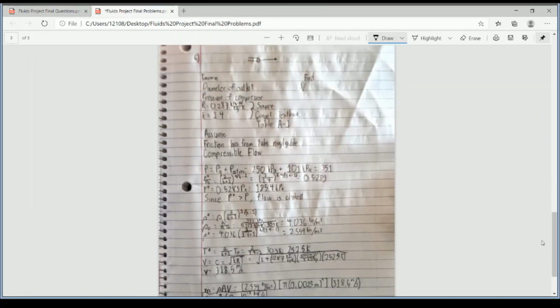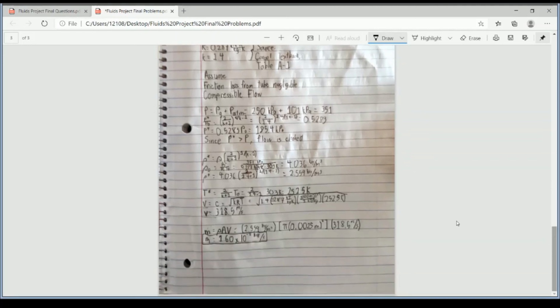I drew out a little bit of a picture. I found this data from the textbook. What I needed to find was the velocity. I assumed that friction loss inside the tube was negligible and it was compressible flow. I discovered that flow was choked, and so I found the velocity, and at the end I was able to find the mass flow rate out at the bottom.